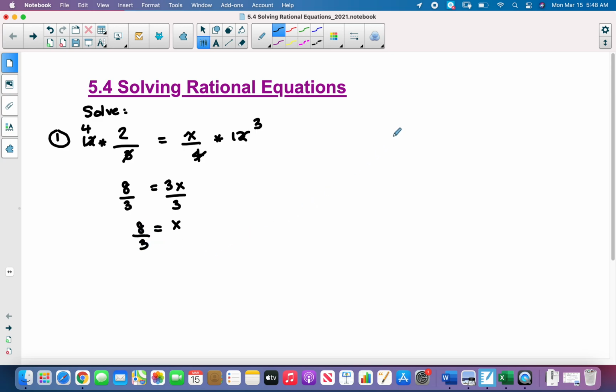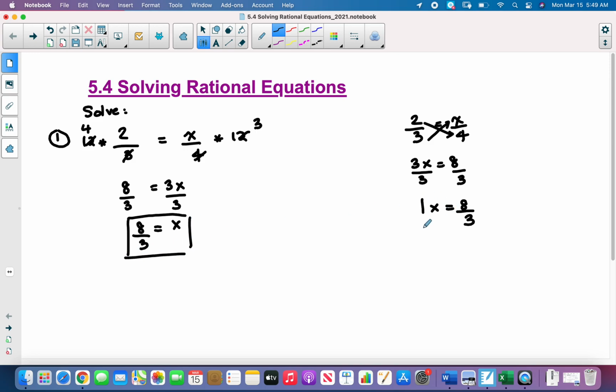Now some students might do it a little differently. They might see it as 2 over 3 equals x over 4, and you may have learned to cross multiply. So you multiply these two, and you get 3x equals 8. And you divide both sides by 3, and you get x equals 8 over 3. So both of those methods are correct. The first one is the most correct one, rather than just cross multiplying, but I just showed you both ways.